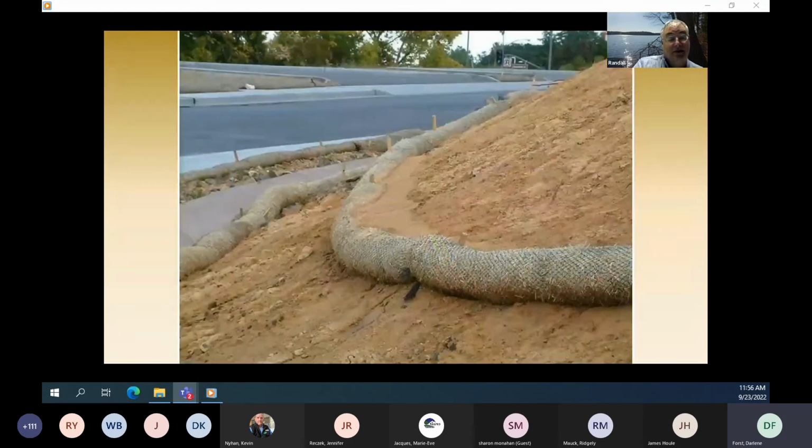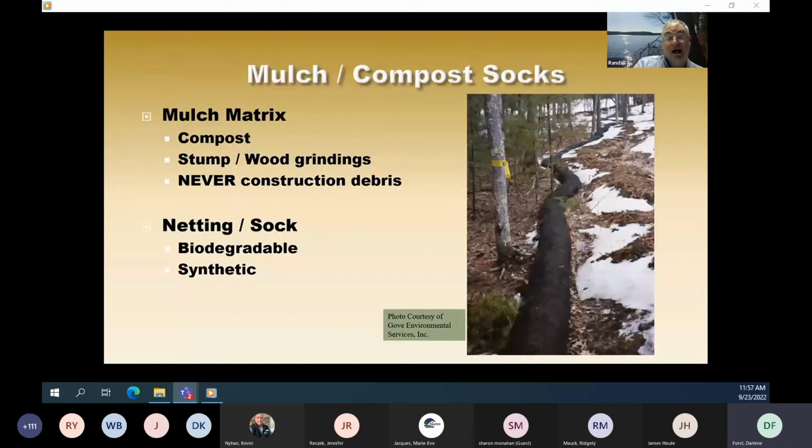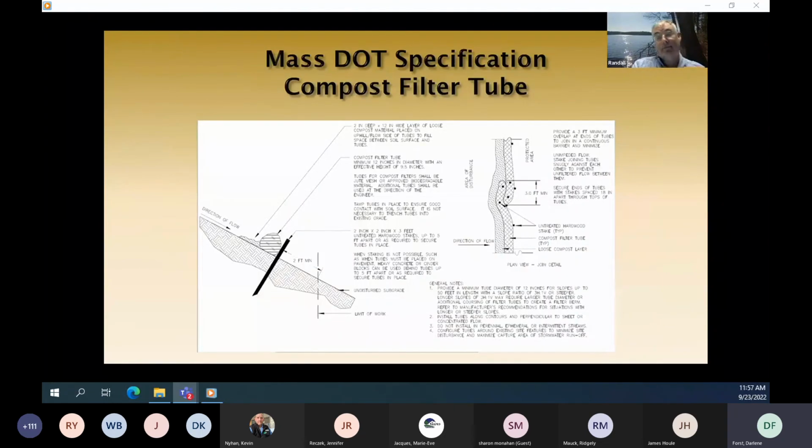Again, it's easy to see the lack of maintenance and what happens with just a little bit of rain and sediment buildup. These take a lot more maintenance if you're going to be using them. Compost socks are great. If you're using a blower truck, you can put them through the woods and make them fit pretty well. There are specifications in all the manuals on how to put these things in. They don't vary very much. I'm not going to go over it. You can find those pretty quickly.